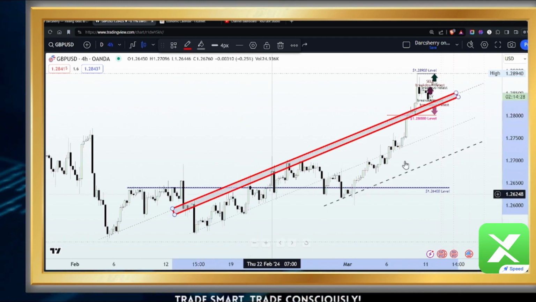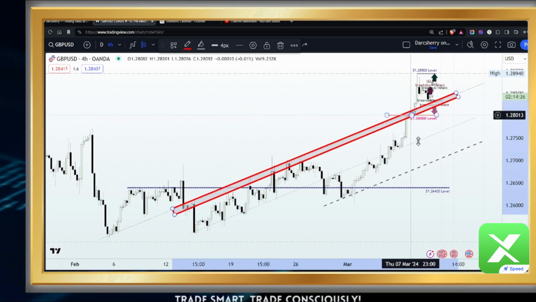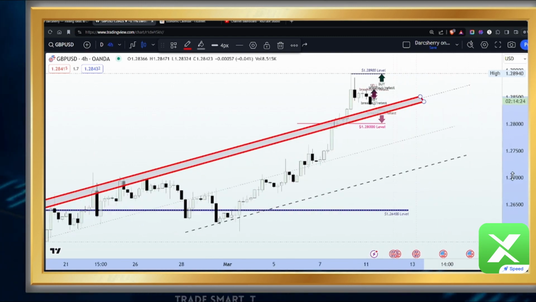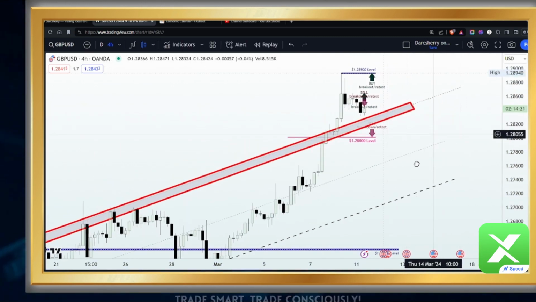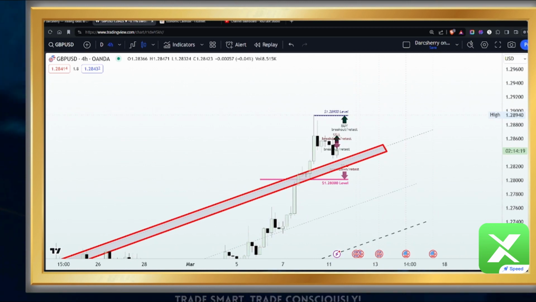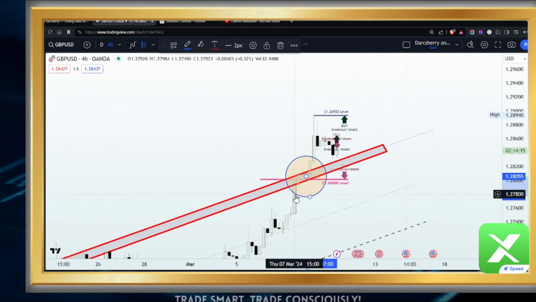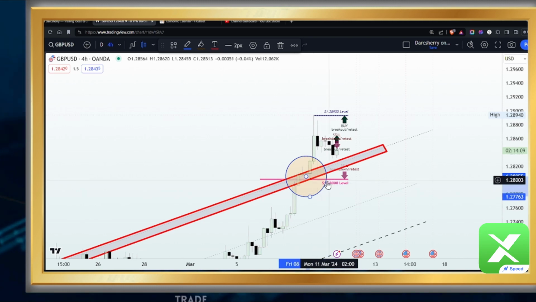Now, something interesting happened during the course of last week. We saw how price action broke out of that resistance line of the ascending channel, as you will see here, which beautifully lines up with that key level at the 1.2800 area.